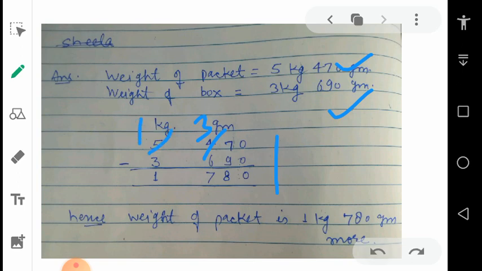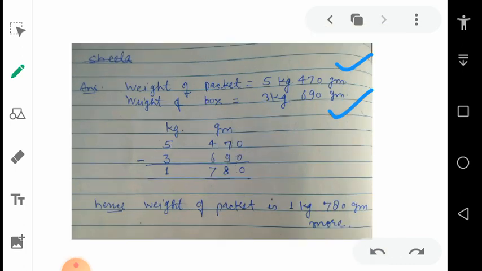So students, we have completed this subtraction, and the packet is heavier than the box by 1 kg 780 grams. Write the result in a proper way: hence the weight of the packet is 1 kg 780 gram more than the box. So in this way we can do addition and subtraction with weights also.